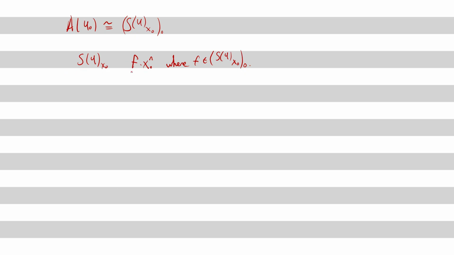But the negative degree bits correspond to minus n. So S(Y) localized at x0 is isomorphic to the subring of degree 0 elements, adjoin x0, and this gives us all the positive degree elements, adjoin x0 to the minus 1, which in itself is isomorphic to A(Y0) adjoin x0, x0 to the minus 1.